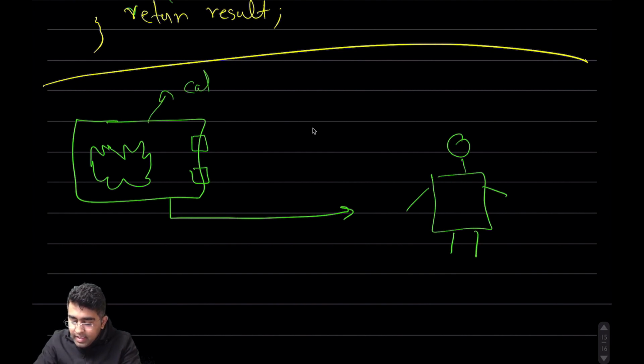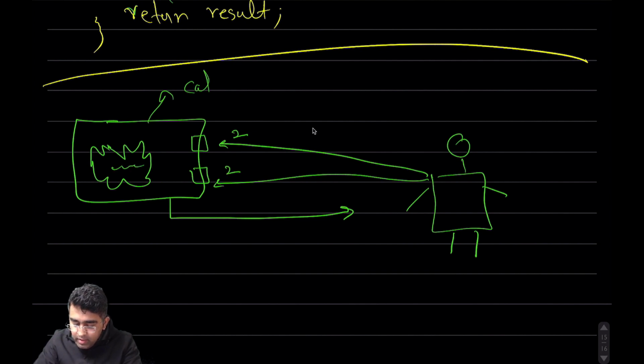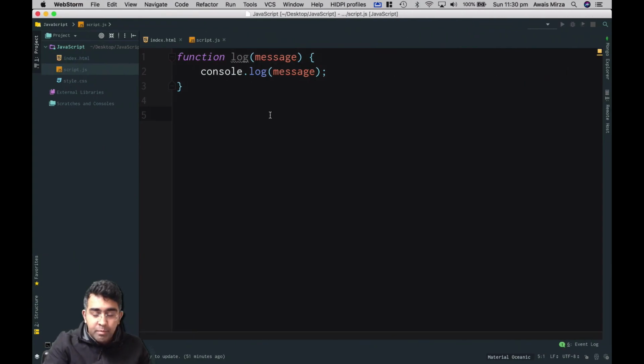Okay, and then this guy has to pass the value 2 and then this value 2. So it does its calculation and then it will return the result of that. So that would be, let's just say result, and that would be 4 going back to it. And now you can do whatever you like with the 4. Let's take a look at it in programming.